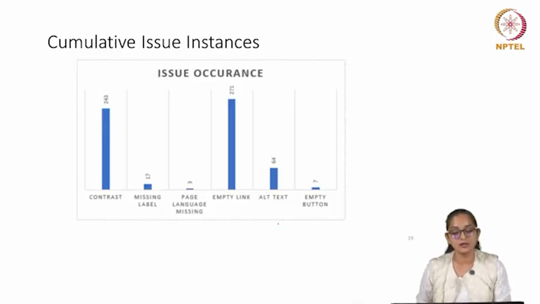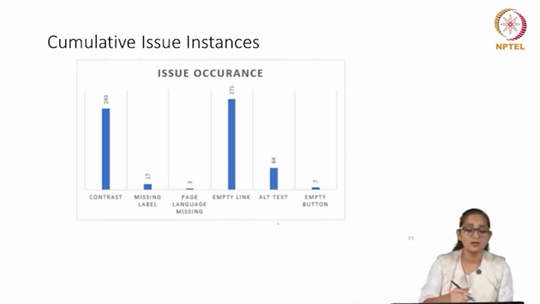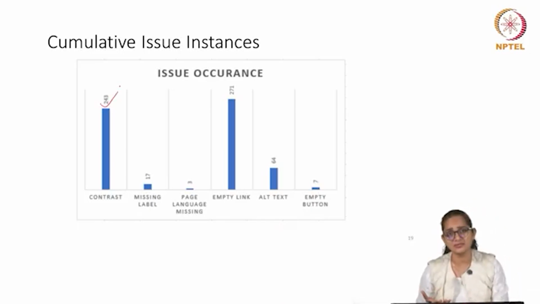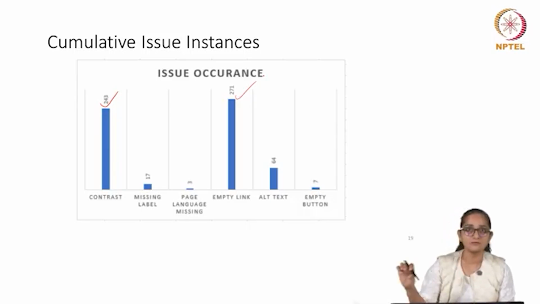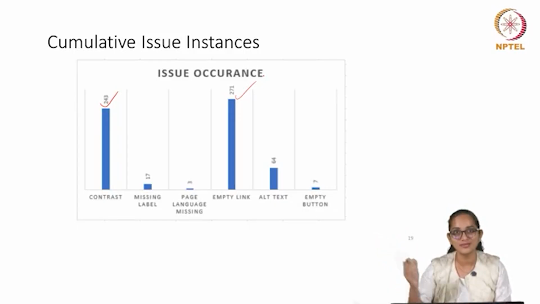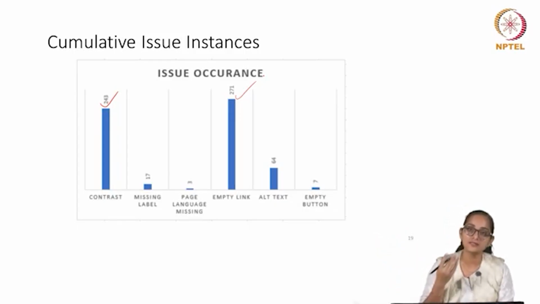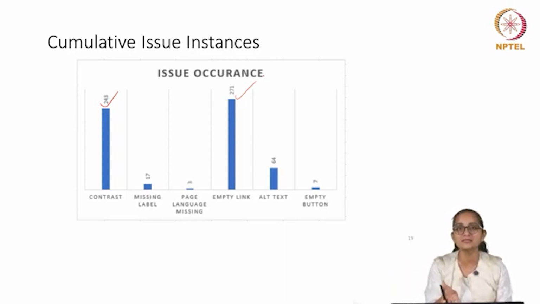So, I was just trying to understand what kind of issues are more common across all of those. Contrast seems to be very obvious, right, but seems to be the most common issue. Empty link again seems to be very common, or very obvious: if there is something clickable, it needs to take you somewhere, right? If it is clickable and not taking you anywhere, that means it is an empty link. You might have noticed a lot of links that you click give you a 404 error. Why? Because it's empty.